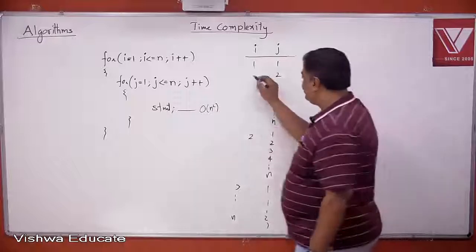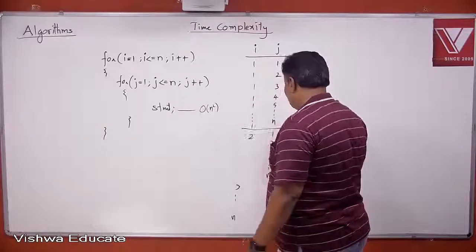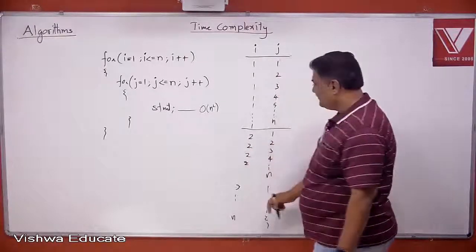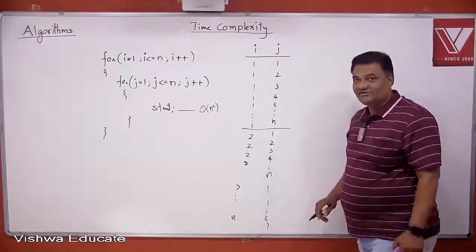So this is the tracing. If you want to write i value every time, then you can write it, okay, 1, then 2, 2, 2. So every time you can write the value of i also. This is how i and j values will change.